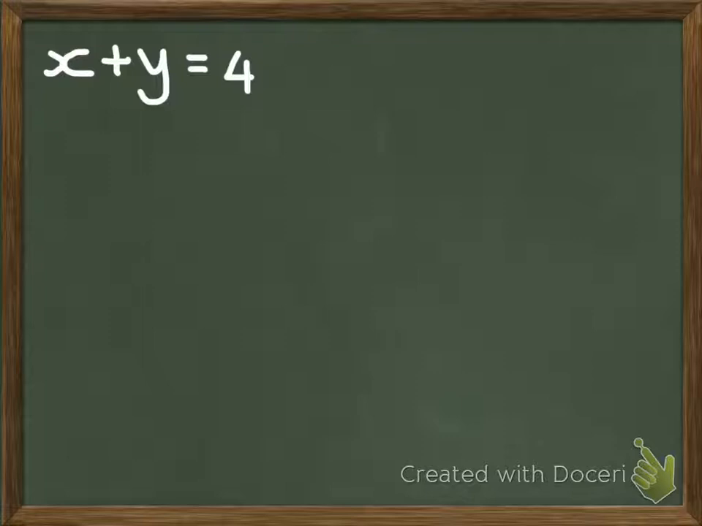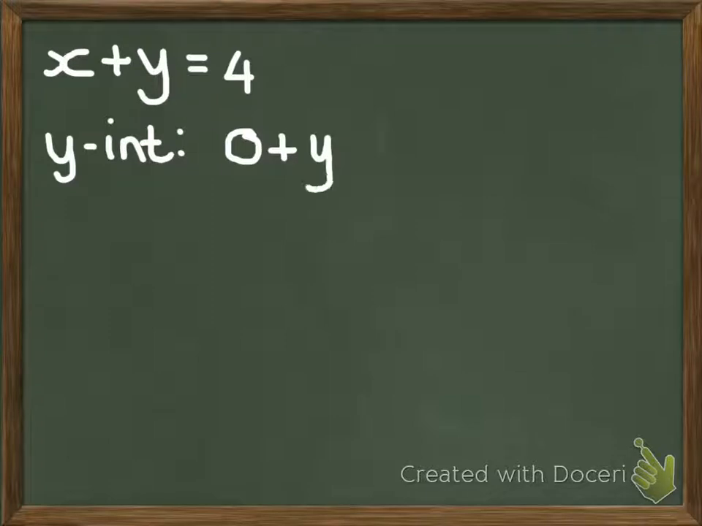So remember, how do we find the y-intercept? Well, to find the y-intercept, you're going to make x naught. So if x is naught, we've got naught plus y equals 4, which means y is 4. So when x is naught, y is 4. And that's going to give me my y-intercept.